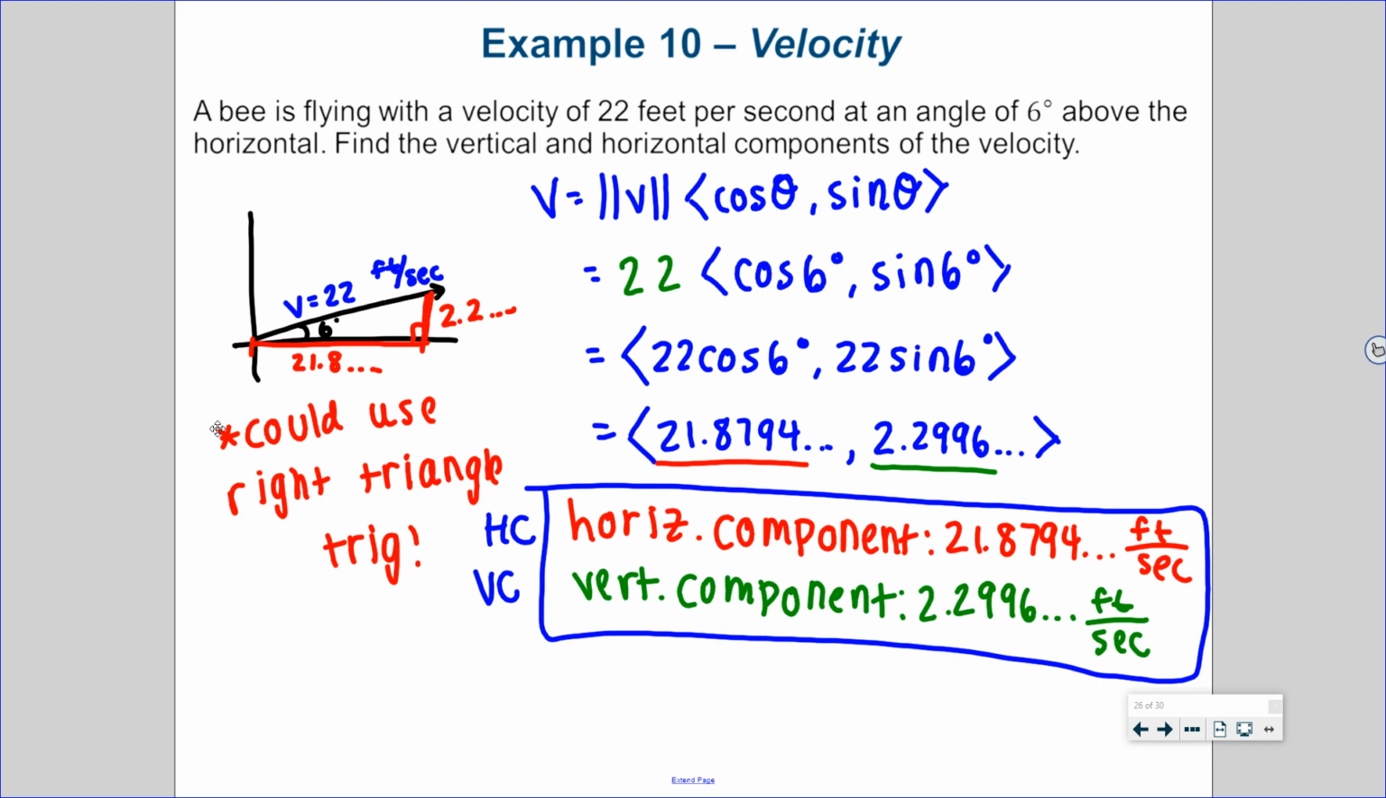Okay, so that's a pretty easy one. A lot of times, how you're going to define what your vectors are for their magnitudes, it's going to be like velocity or force. Okay, let's try one with force. Actually, we're going to try two with force.